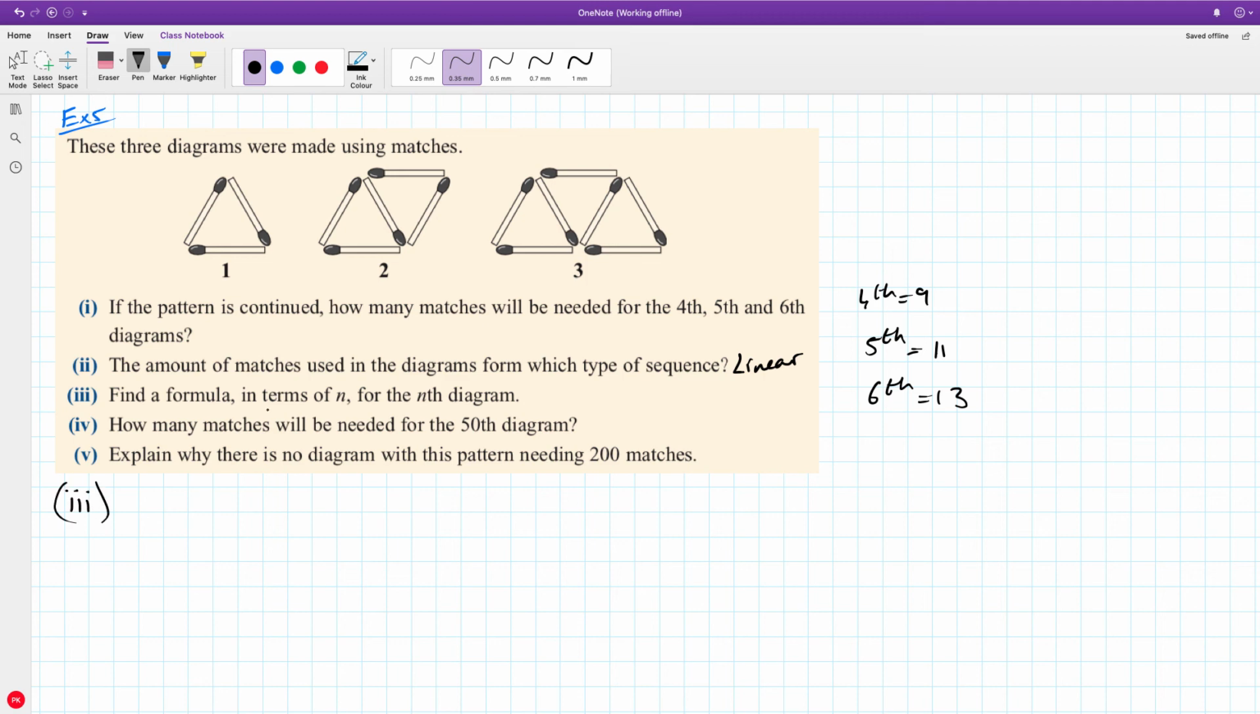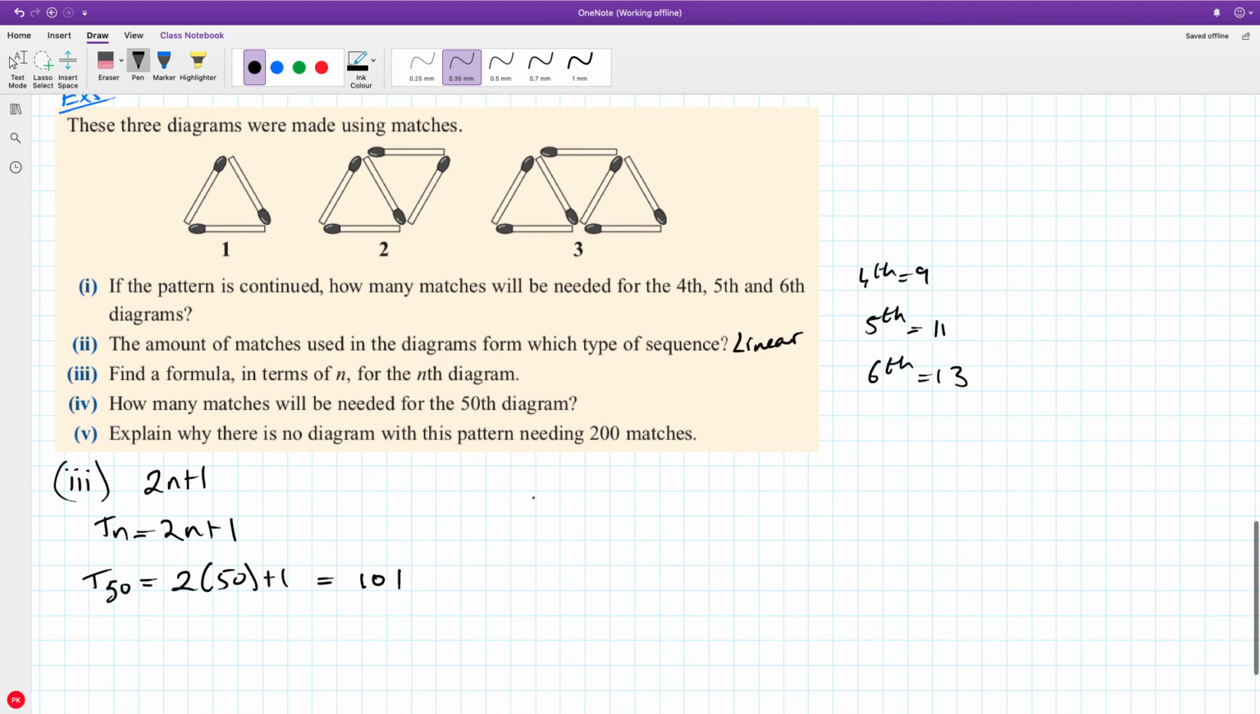Find the formula in terms of n for the nth diagram. Good stuff. How many matches will be needed for the 50th diagram? How do we get that? We say Tn is 2n plus 1, yeah? So this time we're looking for T50, exactly. Which is 2 times 50 plus 1, which is 101. Good stuff. Don't worry about it.